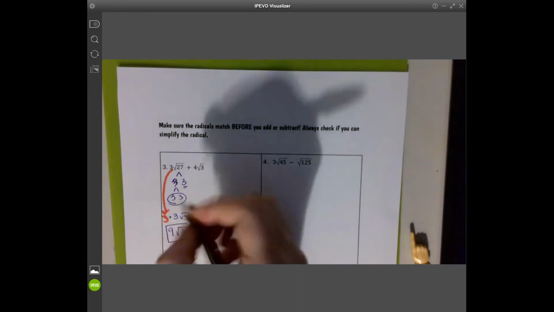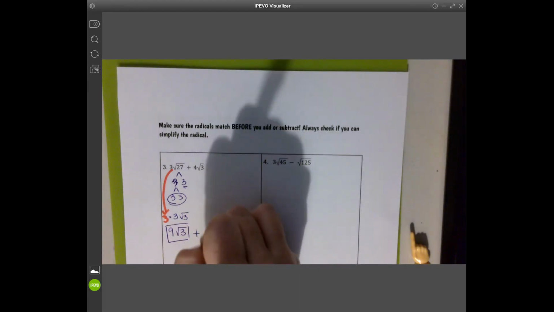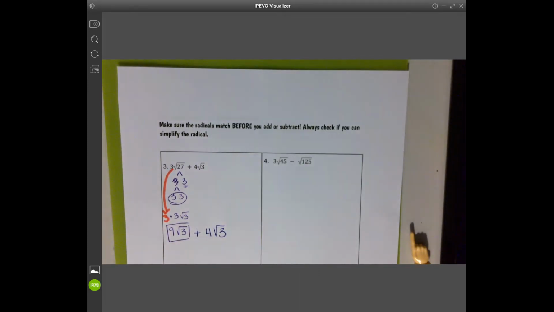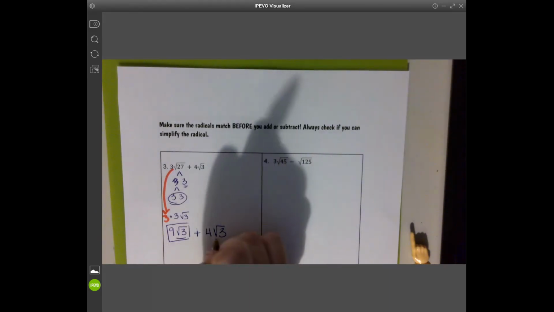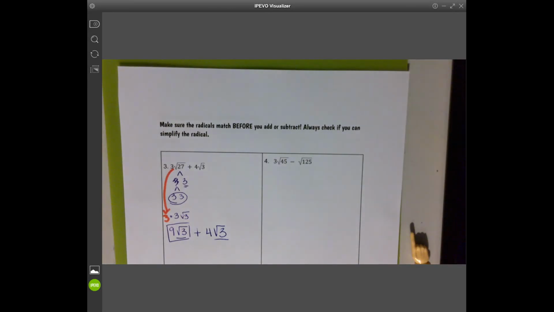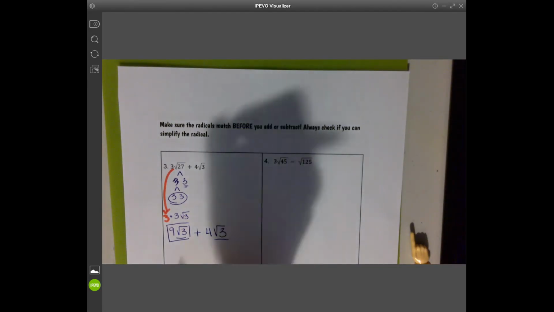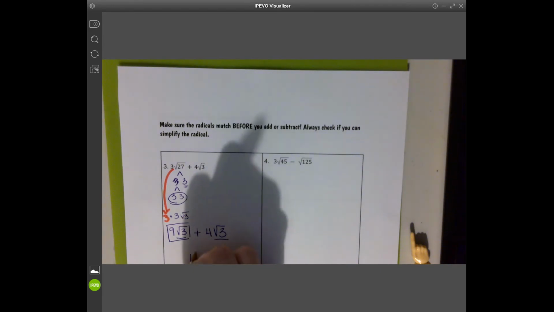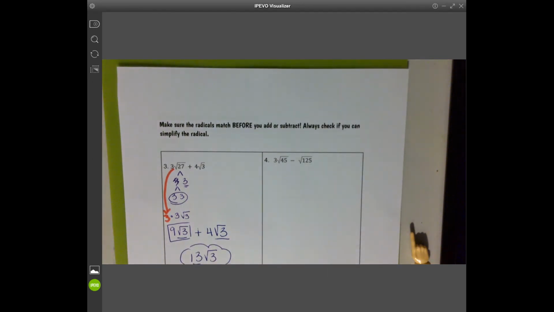So now we're adding 4 square root of 3. Now, do we have matching radicals? We have square root of 3, we have square root of 3, so we do, and now we're going to combine. So when we do, what do we get? Right, we get 13 square root of 3. Because all we're doing is we're adding the 9 and the 4 together.